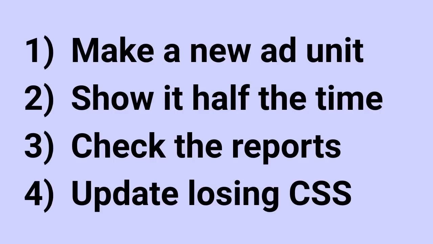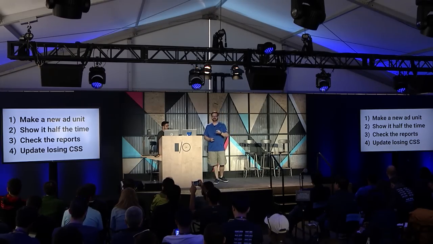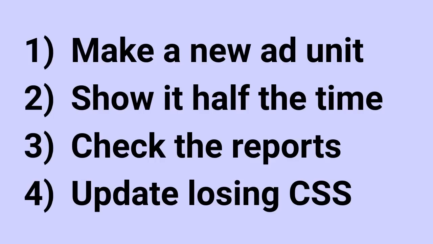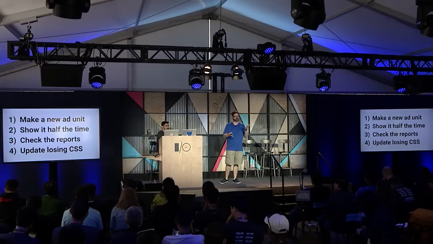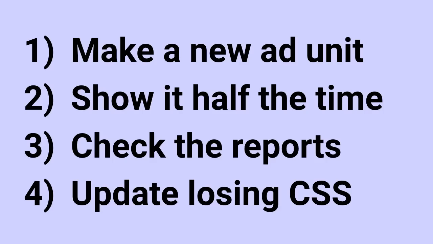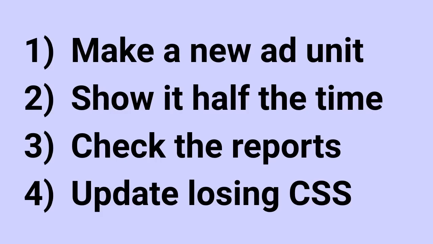Let's try it. So there's 4 steps I'm going to do here. I'm going to make a new ad unit that's the same size and same template, but with slightly different styling. I'm going to tweak the CSS to make the button a different color. I'm going to modify my app to show that ad unit half the time. So I'll show one of the 2, half the time each. Then I'll check my reporting. And then afterwards, I'll update the losing template to match the winner. All right? So let's see how this works.